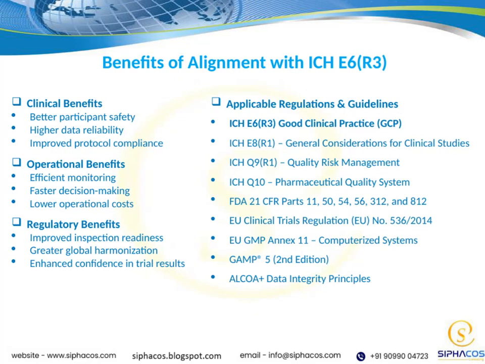When we talk about applicable regulations and guidelines, we're referring to a broad framework that keeps clinical trials safe, reliable, and efficient. These include key standards like ICH E6 and E8, which guide good clinical practice and study design, along with quality and risk management principles from ICH Q9 and Q10. We also consider FDA rules, EU regulations, and industry standards like GAMP5 and ALCOA Plus for data integrity. Aligning with these isn't just about compliance, it brings real benefits: safer participants, more reliable data, smoother operations, and stronger regulatory confidence worldwide.